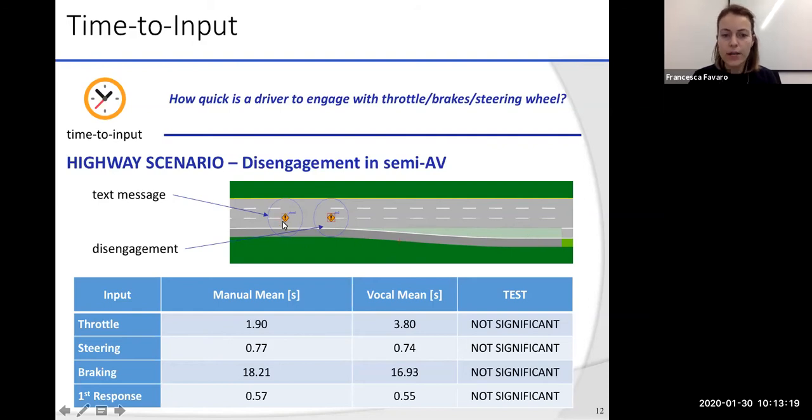And the text was received here, right before the disengagement. So we were looking at how quickly, and then also how good, but I'll get to that later, the driver would engage with throttle, brakes, and steering. You have this table here, which shows the means for manual and vocal in all the inputs. You might notice a little bit of variation in the mean, but when you look at the entire distribution, again, the distributions were not dissimilar. And so our statistical tests showed that they were not statistically significantly different.